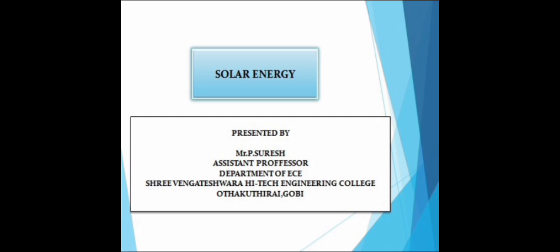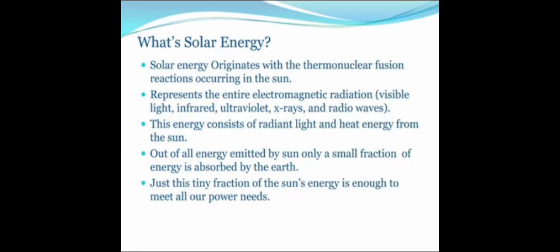So let's get into the topic without any delays. So what is solar energy? Solar energy originates with the thermonuclear fusion reactions occurring in the sun. It represents the entire electromagnetic radiation, like visible light, infrared rays, ultraviolet rays, X-rays, and radio waves. This energy consists of radiant light and heat energy from the sun. Out of all the energy emitted by the sun, only a small fraction is absorbed by the earth. Just this tiny fraction of the sun's energy is enough to meet all our power needs.